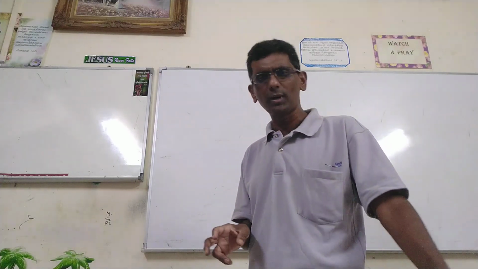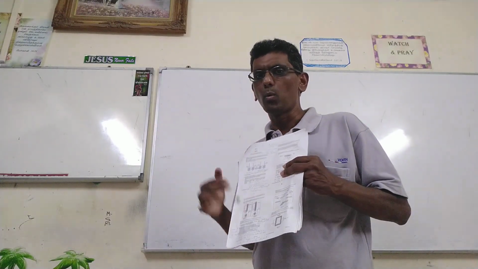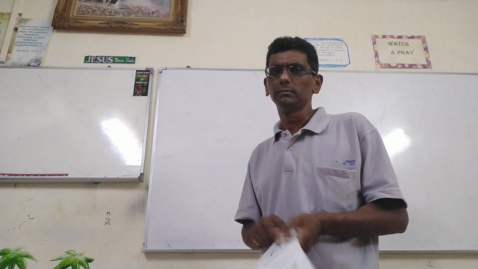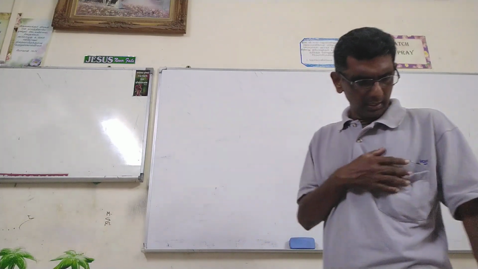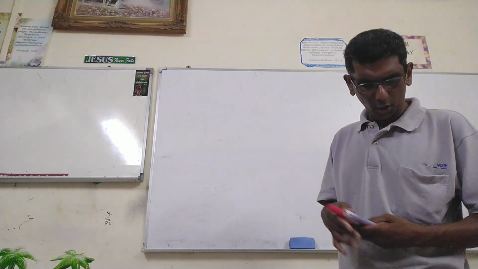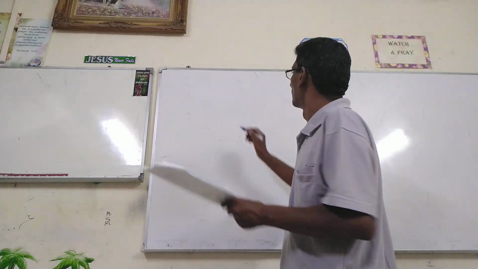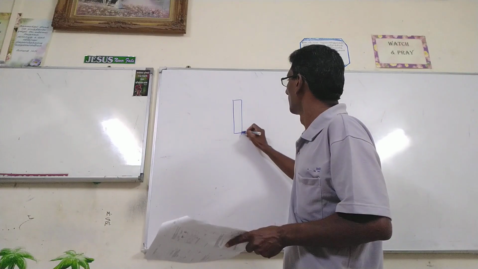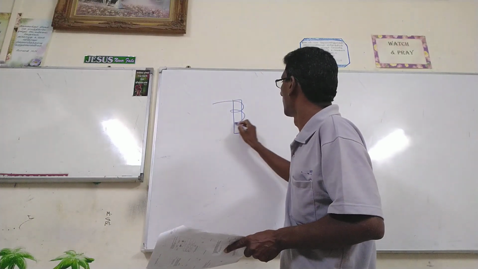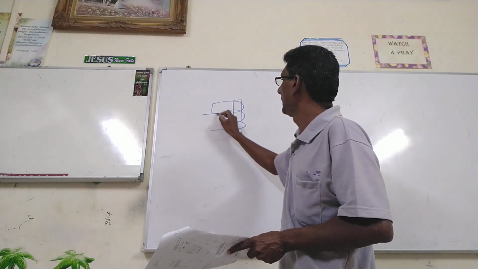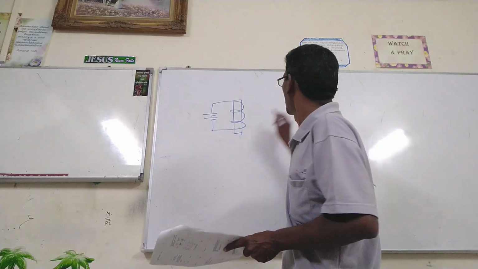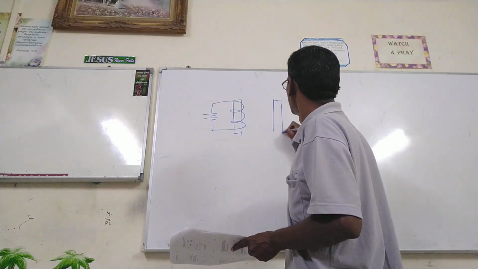So what is the difference? What is the manipulative variable here? The manipulative variable here, the first thing, is the coil. This one is the battery. And this one, the second one.